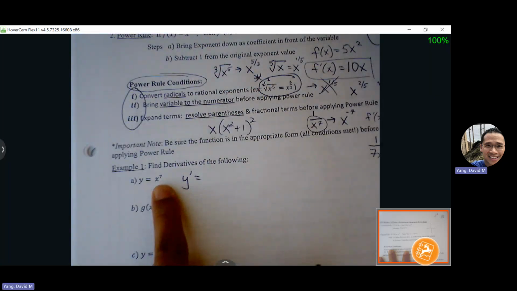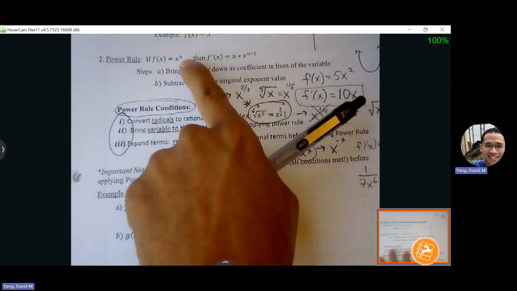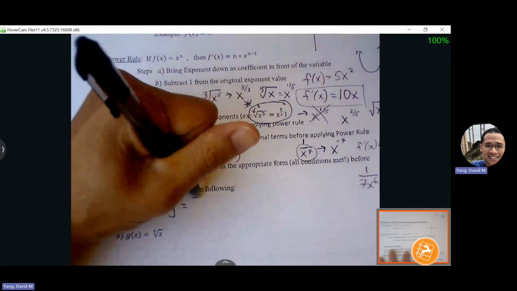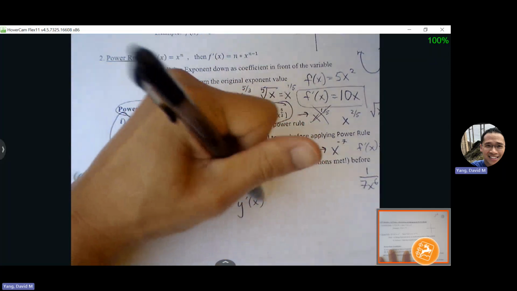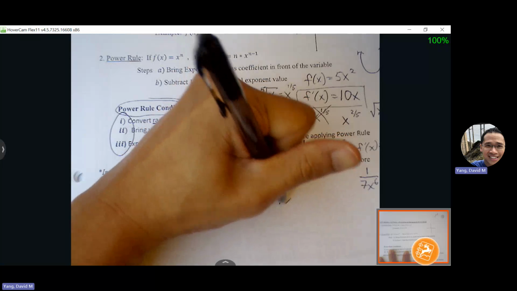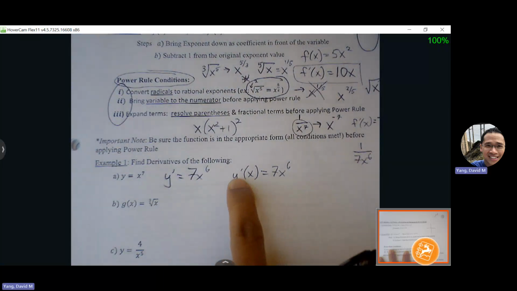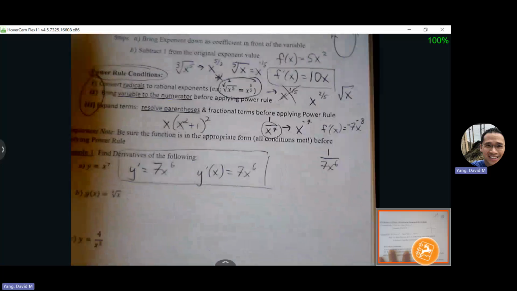What's the derivative for x to the 7th? We bring the exponent down in front, the 7 comes down, and then we subtract 1 from the exponent. So 7x to the 6th. You can also say y prime of x is equal to 7x to the 6th. It just means that I'm finding the derivative of my y with respect to my independent variable x. So there's a series of notations that are all acceptable.